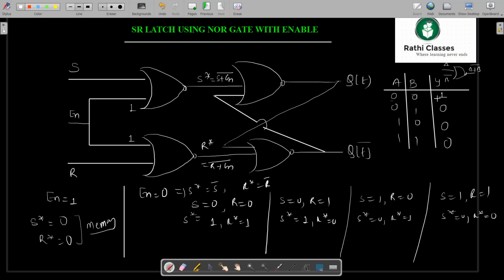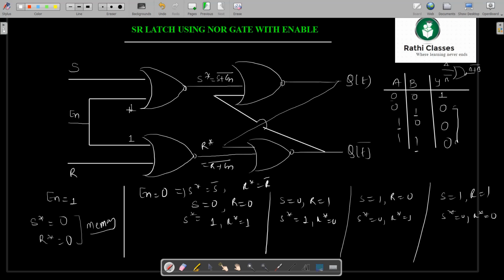That means for 0 0 the output should be high. For the rest of the cases it would be 0. That means, if you observe the truth table very carefully, if any one of the input is high, my output is always low. So these are the cases that I will be implementing to analyze in my circuit. For the first case I have made enable as 1.